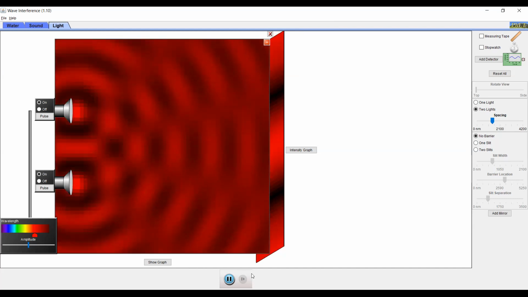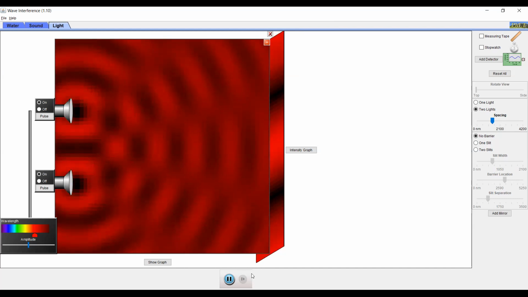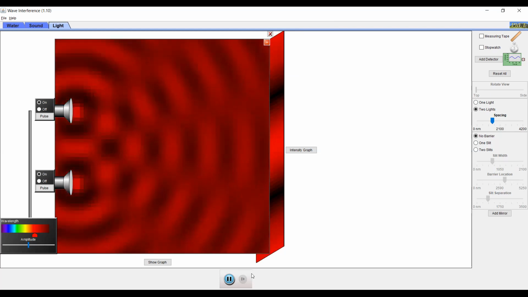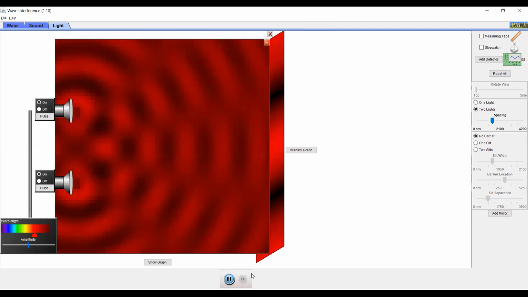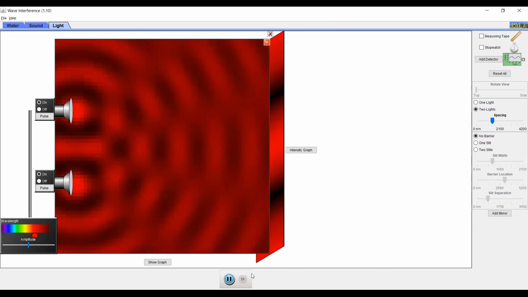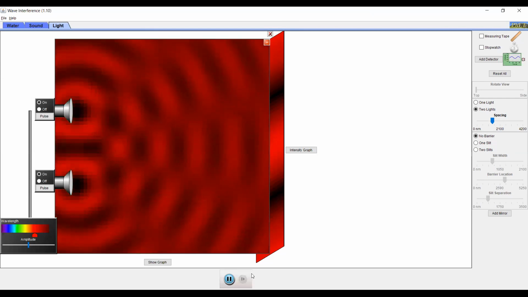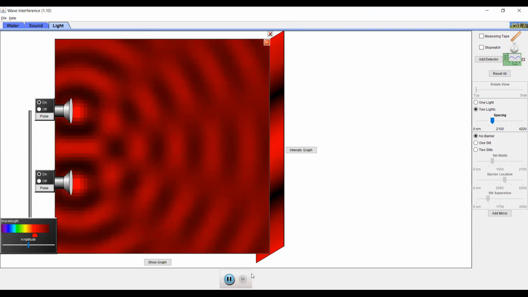What is happening? There are certain spots which are bright and there are certain spots which are dark. Are you able to understand this? So what is actually happening? If you try to give a theoretical explanation to this, there are different experimental setups to be followed for this. That is a different story.